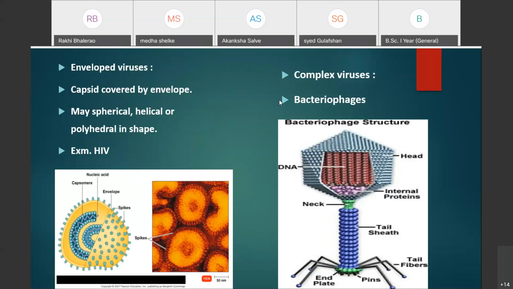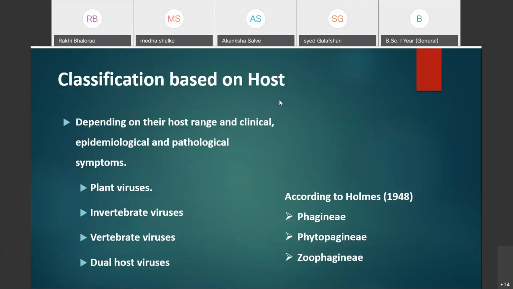Okay, that is all about the morphological forms of the viruses. Then the next one, the classification based on the host. In our syllabus, the classification based on the host is included. Classification based on the host means what type of cell is infected by that particular virus. Depending upon that, the viruses are classified.